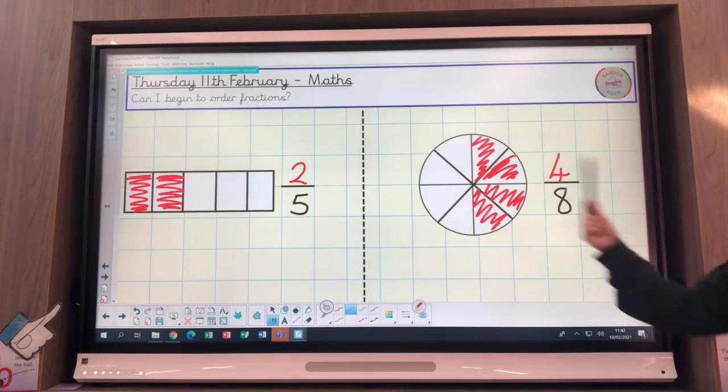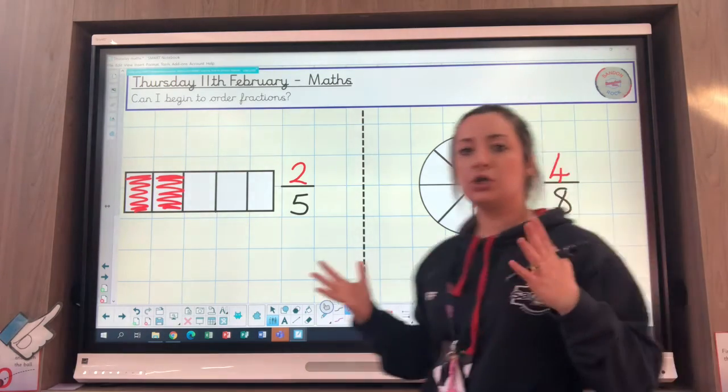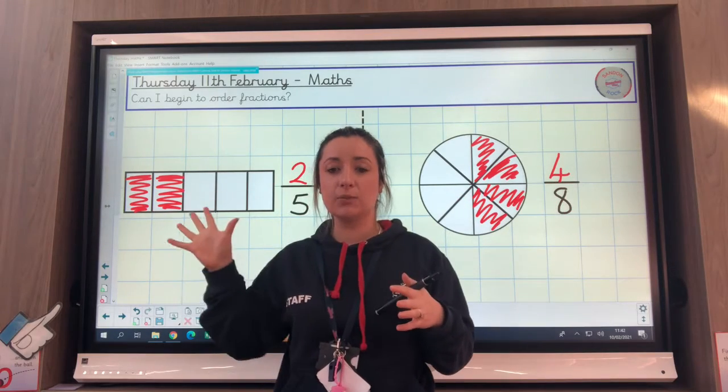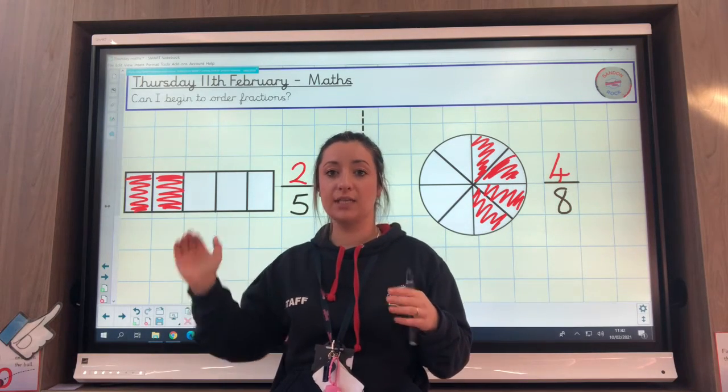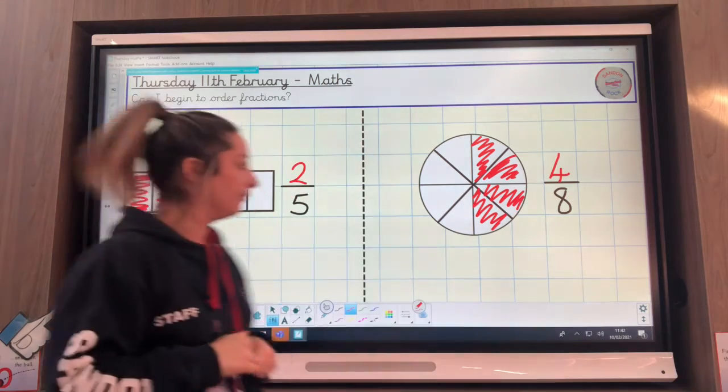Which one of these fractions is going to be the bigger one? How much is shaded? Is it going to be this one? Has this one got more shaded? Or is it going to be this one? Have a think at home before we move on.